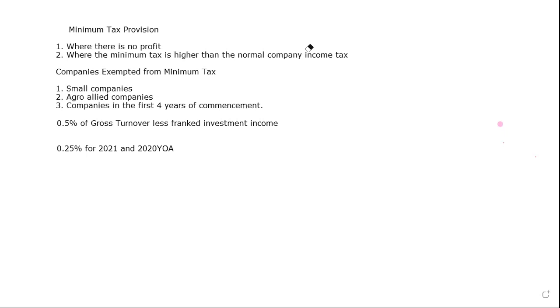Now the last one you wrote, you said 0.25 for 2021 and 2020. Before then, what was the figure? Before then, it was quite long. It was the higher of 0.5% of turnover, 0.5% of net assets, and so on, but that has been scrapped totally. The examiner is not going to set that one. It's quite long, so you don't really need that again.